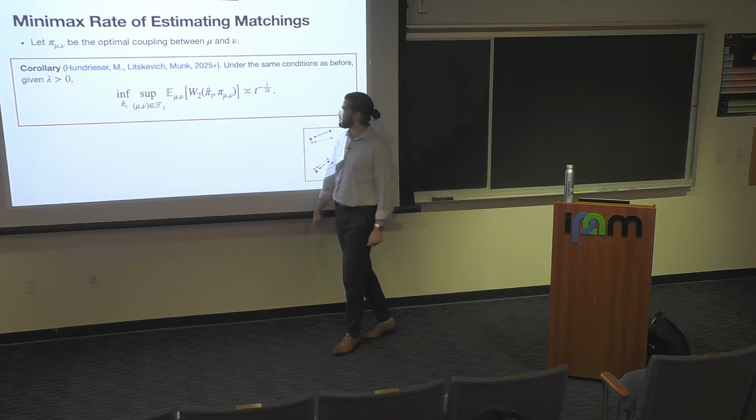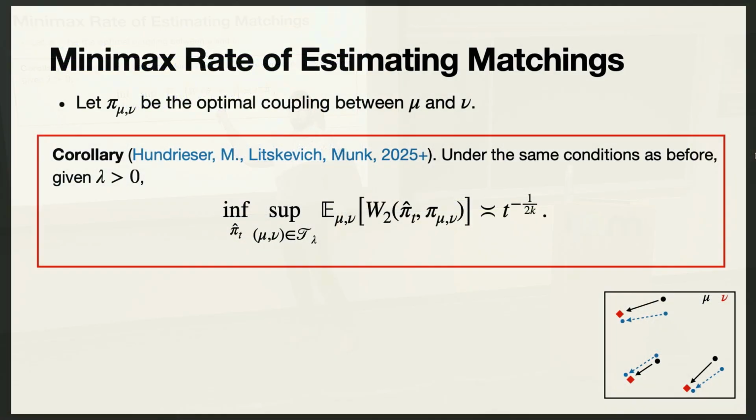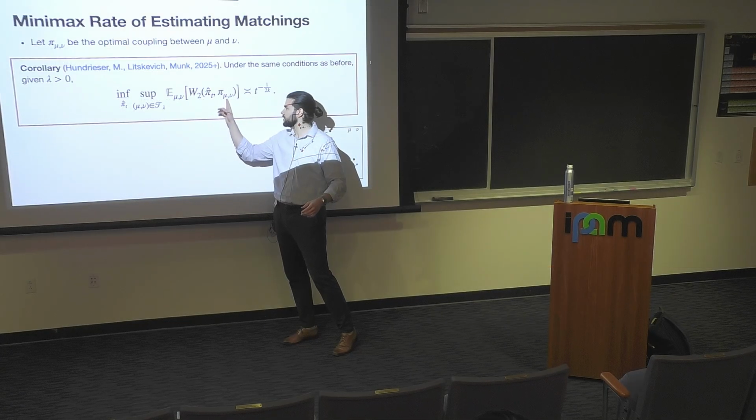And I'm going to measure the accuracy of estimating that coupling using the Wasserstein distance over the product space. So this is now a Wasserstein distance not over measures on the unit cube like earlier. This is now a Wasserstein distance over the set of couplings on the unit cube. And I'm going to try to measure the accuracy of estimating that underlying coupling between mu and nu, which again is supported on the graph of a map, by some estimator pi hat of t.